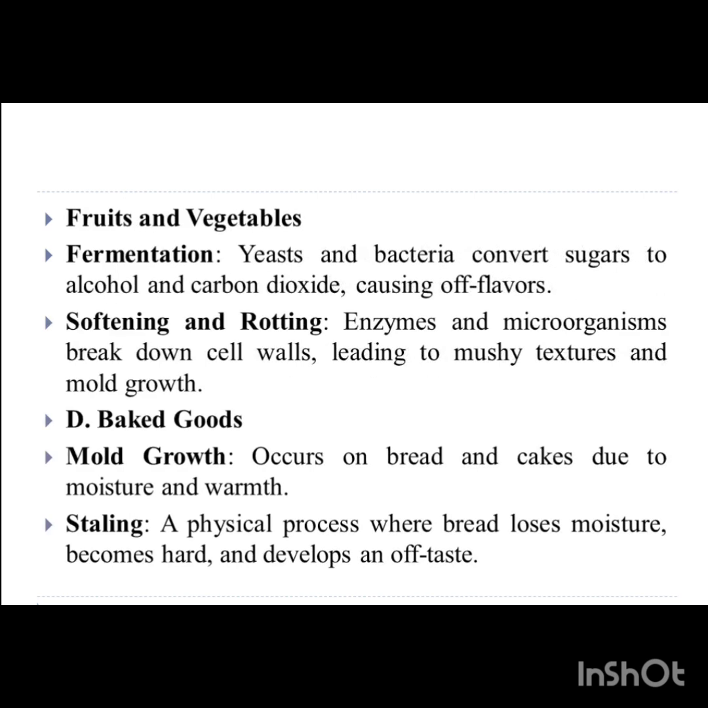Next comes fruits and vegetables. When we talk about the fruits and vegetables, there is fermentation, there is softening and rotting, because there are some bacteria which can convert the carbohydrate present in the fruits and vegetables into carbon dioxide and alcohol. So there are fermentation reactions, and the fruits get softened due to the breakdown of the cell walls, leading to mushy structures, and it helps in the growth of mold.